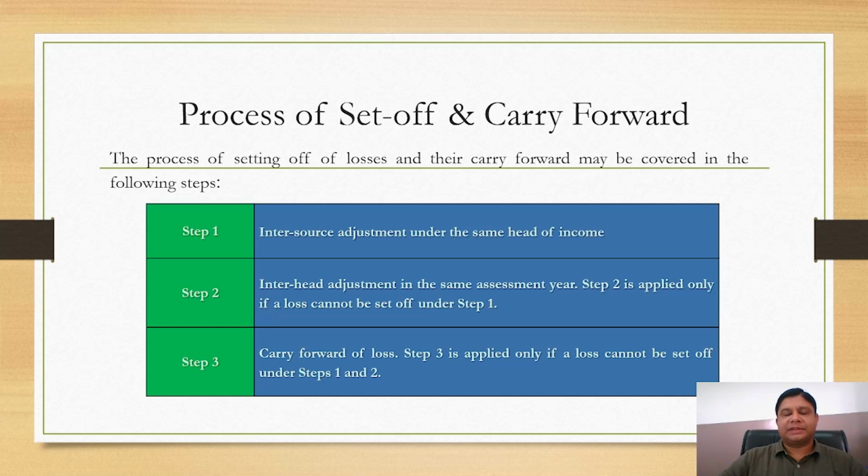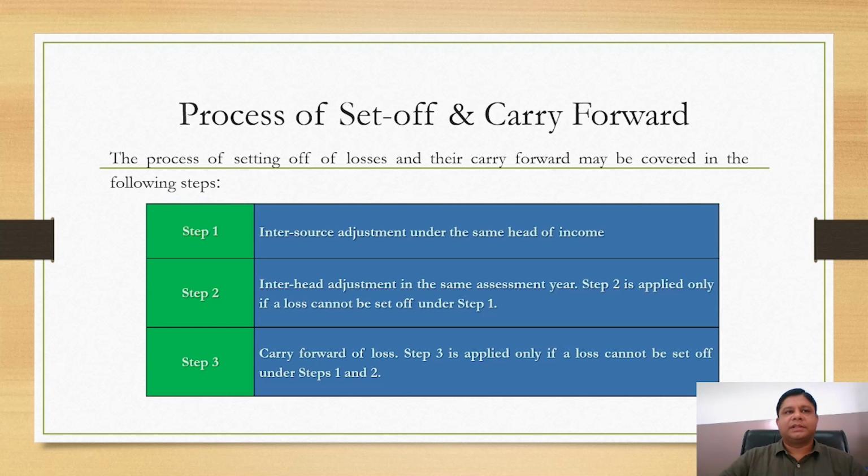There are some exceptions to this inter-head adjustment. First exception, capital gains. Loss under the head capital gains cannot be set off against income under any other head. However, loss under any other head like business loss shall be allowed to be set off against income under the head capital gains. Second exception, loss of a speculation business. Third exception, loss of a specified business covered under section 35AD.